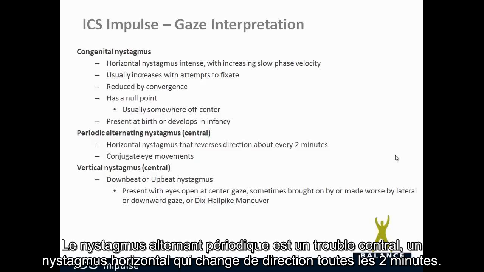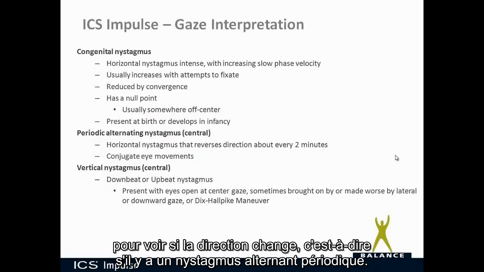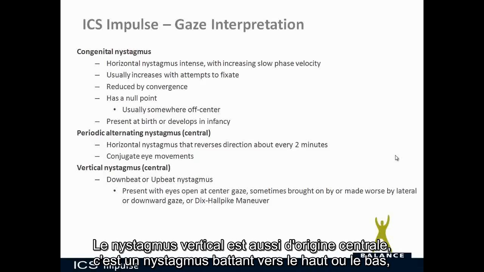Periodic alternating nystagmus. Again, this is a central disorder. This is horizontal nystagmus that reverses direction every 2 minutes. So again, if you think somebody's going to have a central disorder, you might want to record for more than 2 minutes to see if they do have direction changing, or what's called periodic alternating nystagmus. And these people typically have conjugate eye movement.